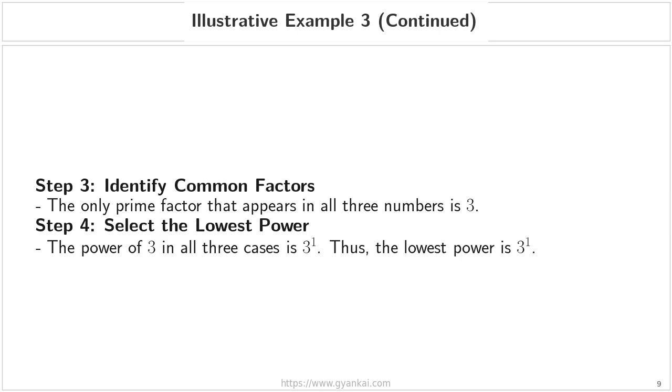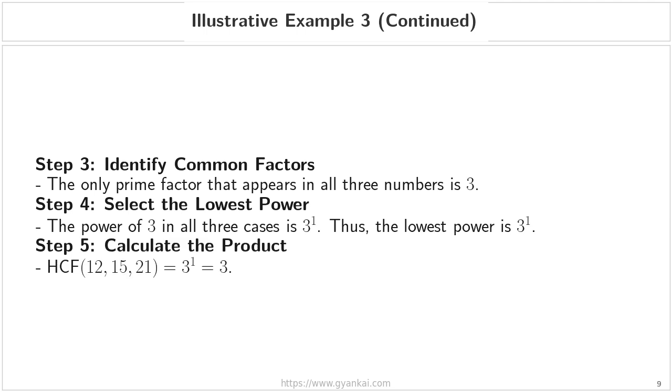Next, we move to step 4, which is to select the lowest power. In this specific case, the power of 3 is the same for all 3 numbers. It is simply 3 to the power of 1. Since there are no smaller exponents to choose from, our lowest power remains 3 to the power of 1. Finally, in step 5, we calculate the product. Since 3 is our only common prime factor, the highest common factor of 12, 15, and 21 is simply 3 to the power of 1, which equals 3.